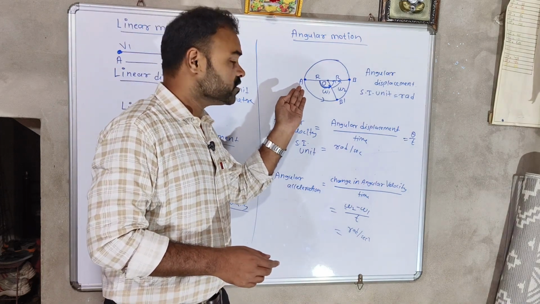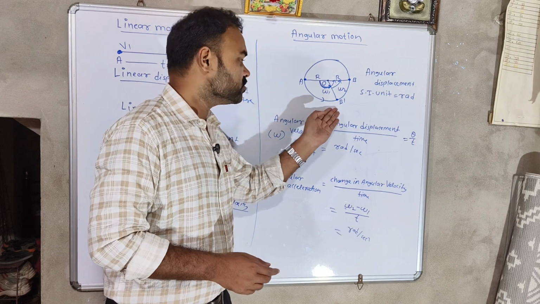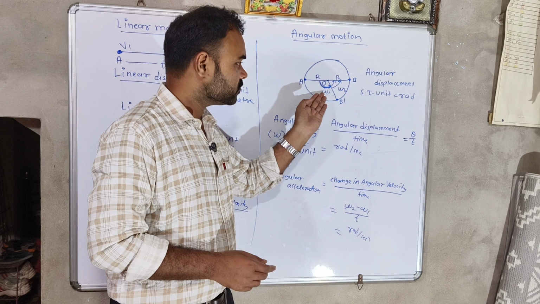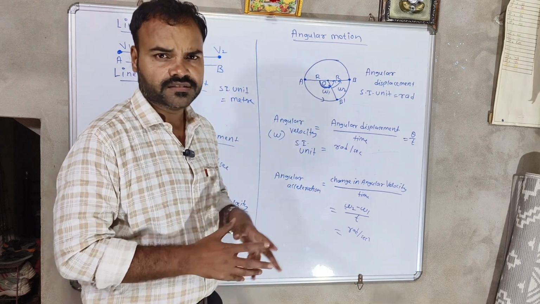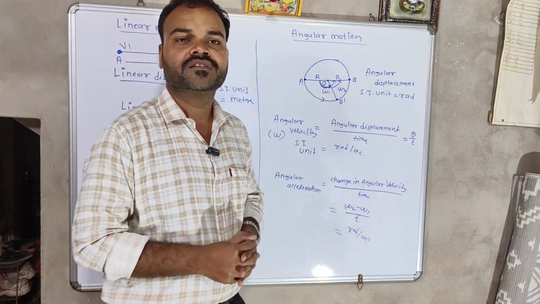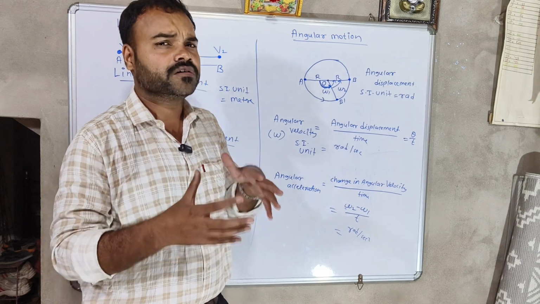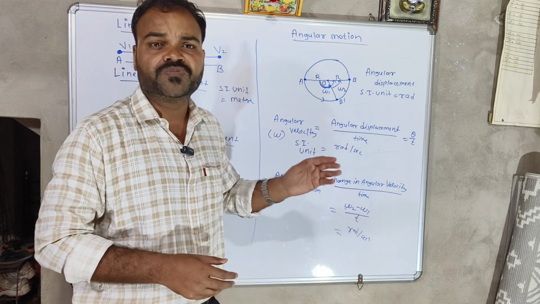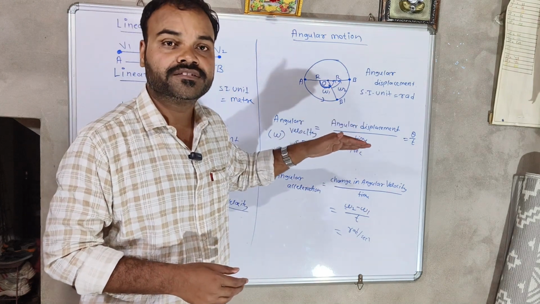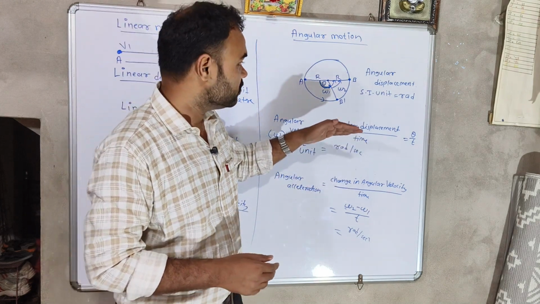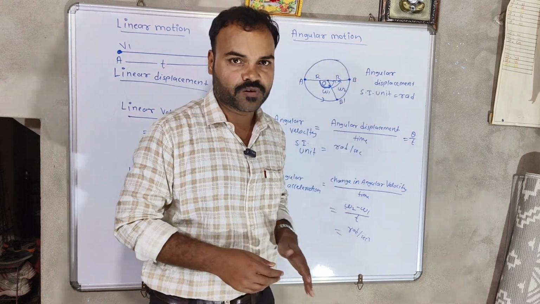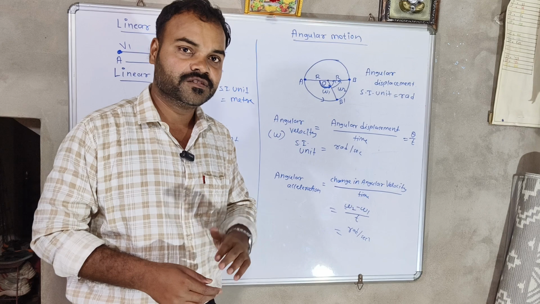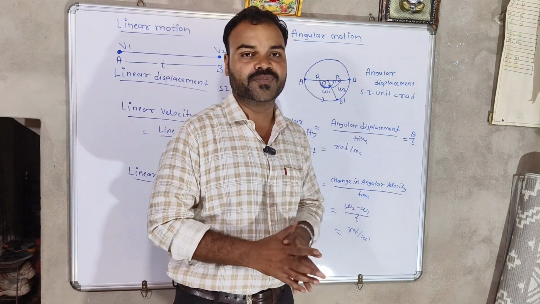See the example here. When the particle is at position A, after some time it goes to position B dash. At that time it traces the angle omega 1. Understand? This motion is angular motion, and the first type is angular displacement, because displacement is in terms of the angle theta. So it is called angular displacement.